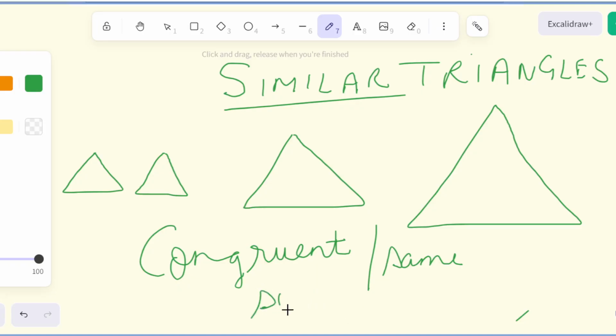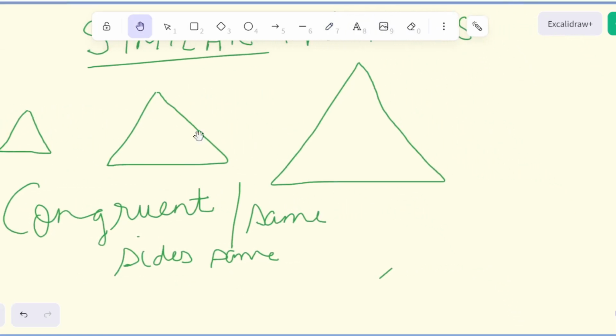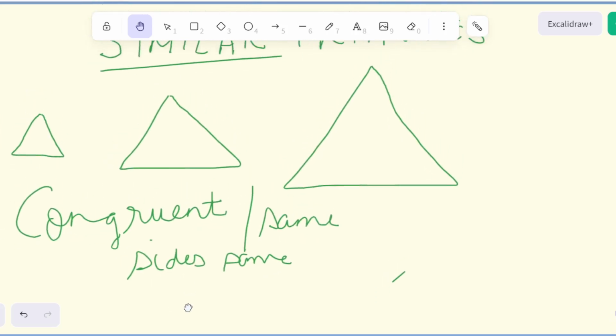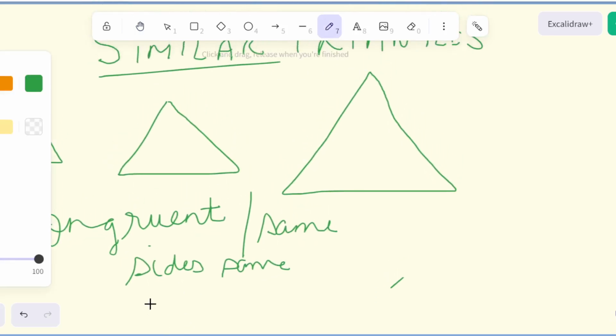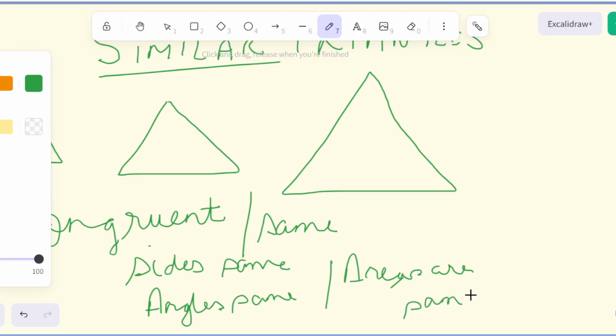Their sides will be same, their angles will be same. Let me write this. Side same, angle same, and even the areas are same. Areas are same in case of congruent triangles.